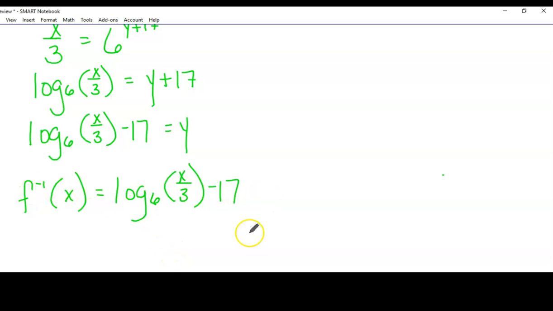And if you go graph this on Desmos, you'd see it, but you can also just switch the domain and range from the inverse of this or from the original.